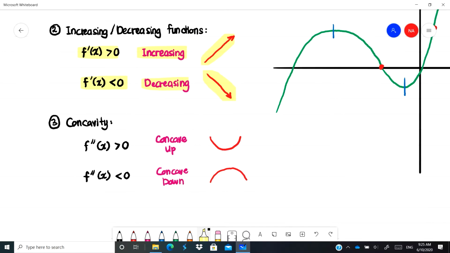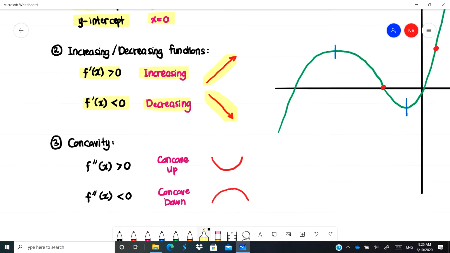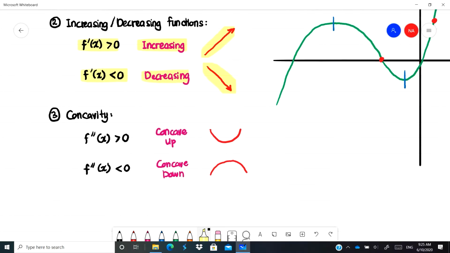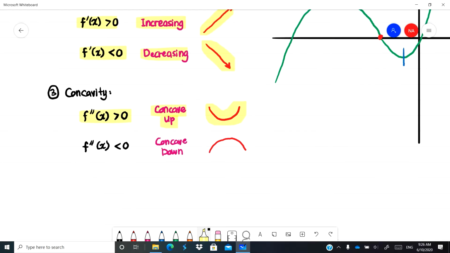Or the slope is slanting to the left. And then we have the concept of concavity. For concavity, we have to find the second derivative, meaning that we have to differentiate the function twice. If f double prime of x is greater than 0, it is concaving up. If f double prime of x is less than 0, a negative number, it will be concaving down. So the shape of the graph should be like this.